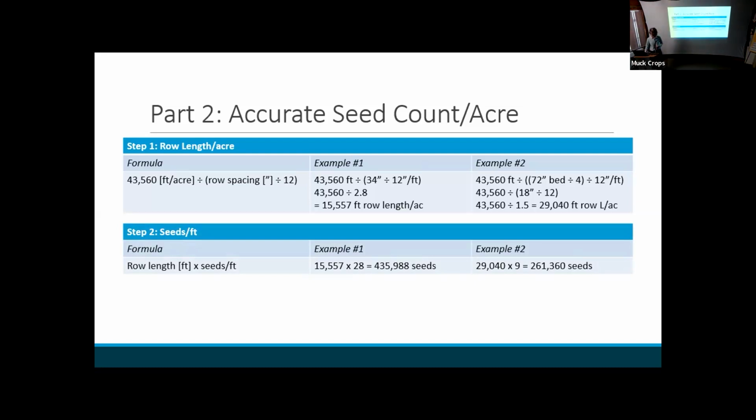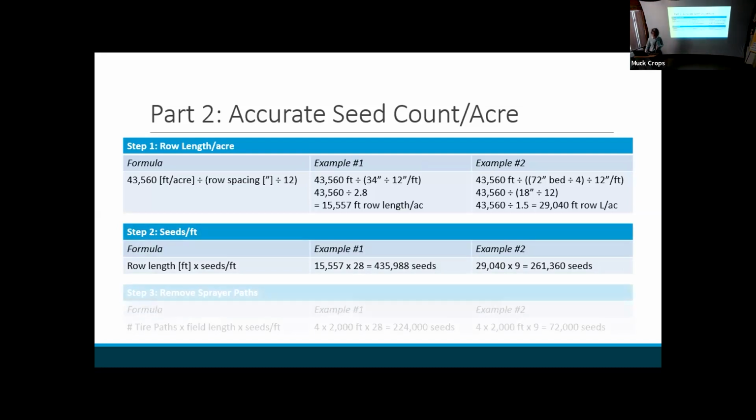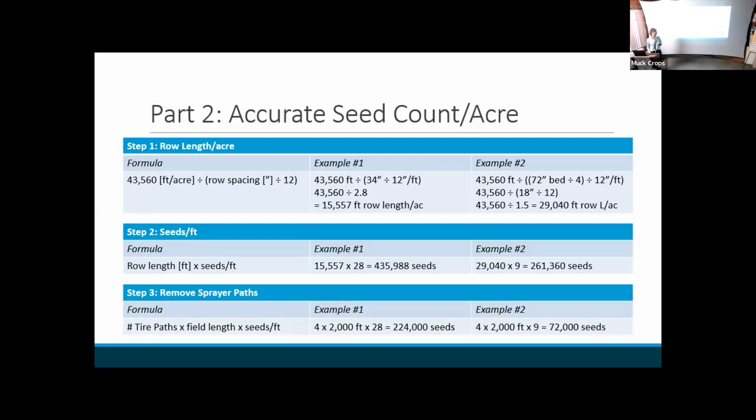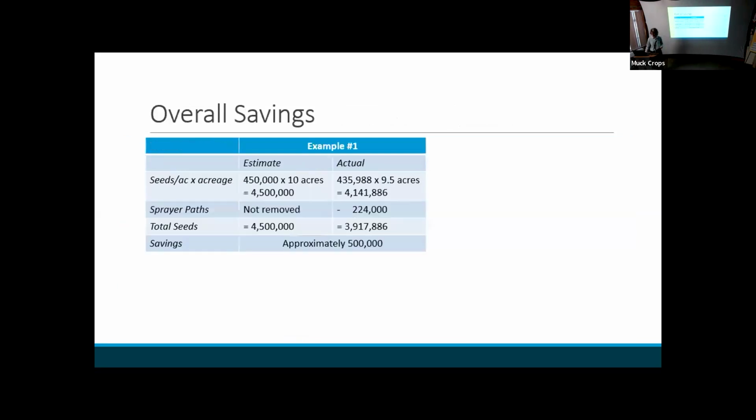Okay? If you want to get fancy, you can look at the amount of seed you're not laying down under your sprayer path, right? You've got 2 sprayer paths in the field, so you've got 4 tire marks, right? You multiply it by the length of the field, you multiply it by the seeds per foot. We've got a simple number here. That's how much seed I'm not dropping in my sprayer paths, okay? So now let's combine these 2 things together.